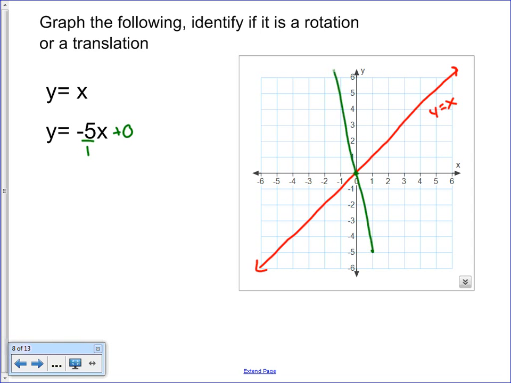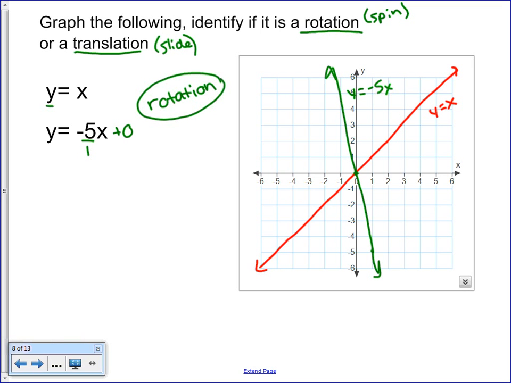Right there is my graph for y equals negative 5x. And if you look at this one, we have to determine if it is a rotation or a translation. Remember, a rotation is like a spin, like a spinner in a game. A translation is kind of like a slide. So this one looks like a spin, so this one is a rotation.